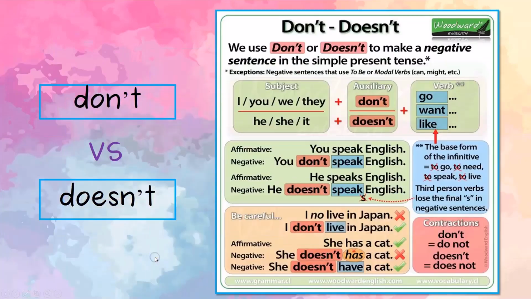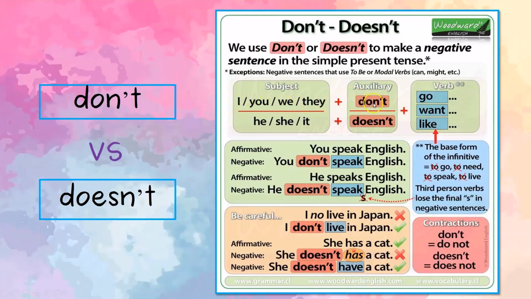Okay, so from the video, we can see that we are going to learn don't versus doesn't. Okay, let's look at the note here. We use don't or doesn't to make a negative sentence in the simple present tense. Okay, for us to choose don't or doesn't, we have to look at the subject. If the subject is I, you, we, they, we use don't.